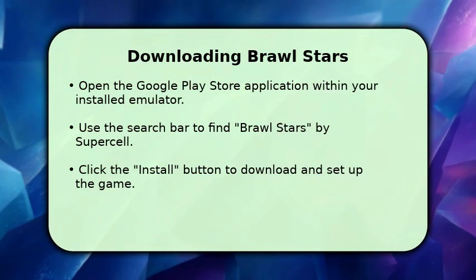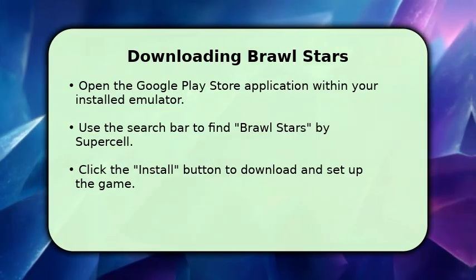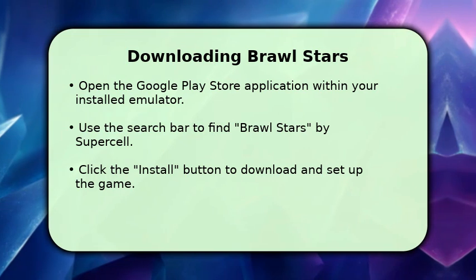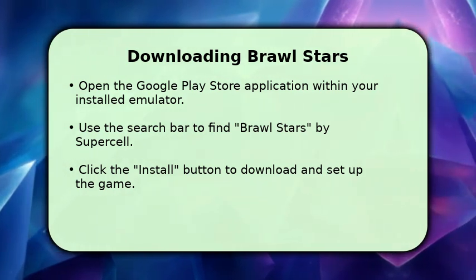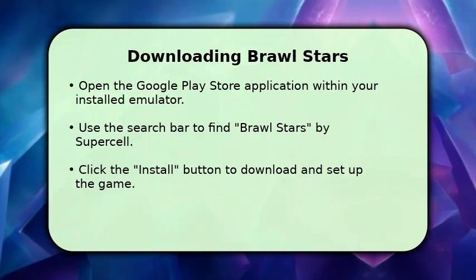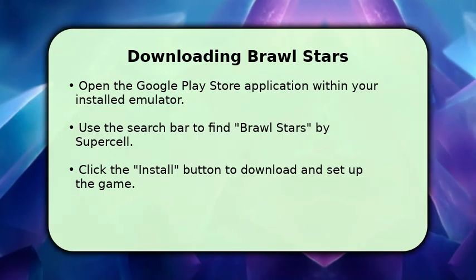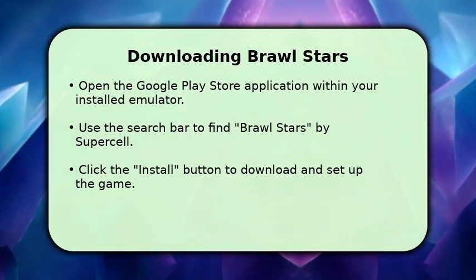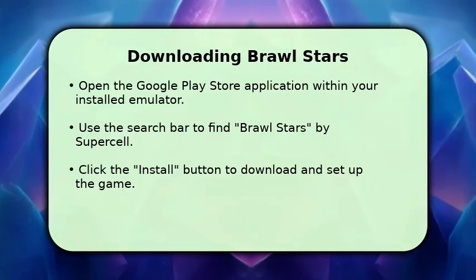With your emulator successfully installed and configured, it is time to get Brawl Stars. Open the Google Play Store application, which will look just like it does on an Android phone or tablet. In the search bar at the top, type Brawl Stars and press Enter. Locate the official game by Supercell and click the Install button. The game will then download and automatically install within your emulator, ready to play.